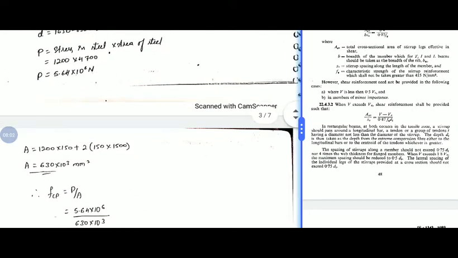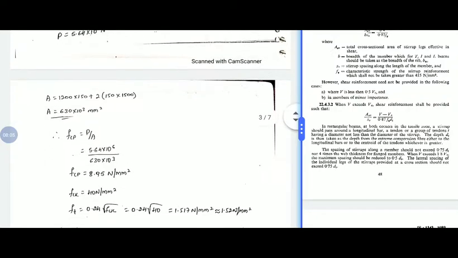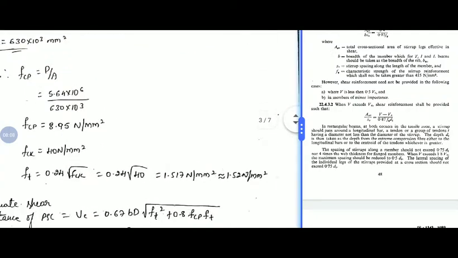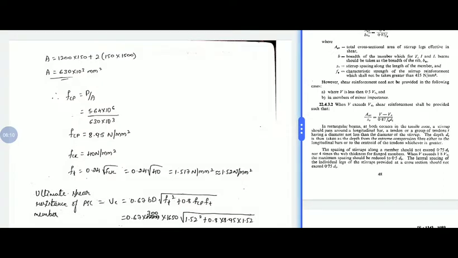5.64 into 10 power 6 Newton. Then area: 1200 into 150, that is the area of the flange, plus 2 into 150 into 1500, that is the area of the web. So by combining you will get 630 into 10 power 3 mm square. fcp is P by A, the stress from the pre-stress on the concrete. By simply substituting the values, we will get fcp is equal to 8.95 Newton per mm square.